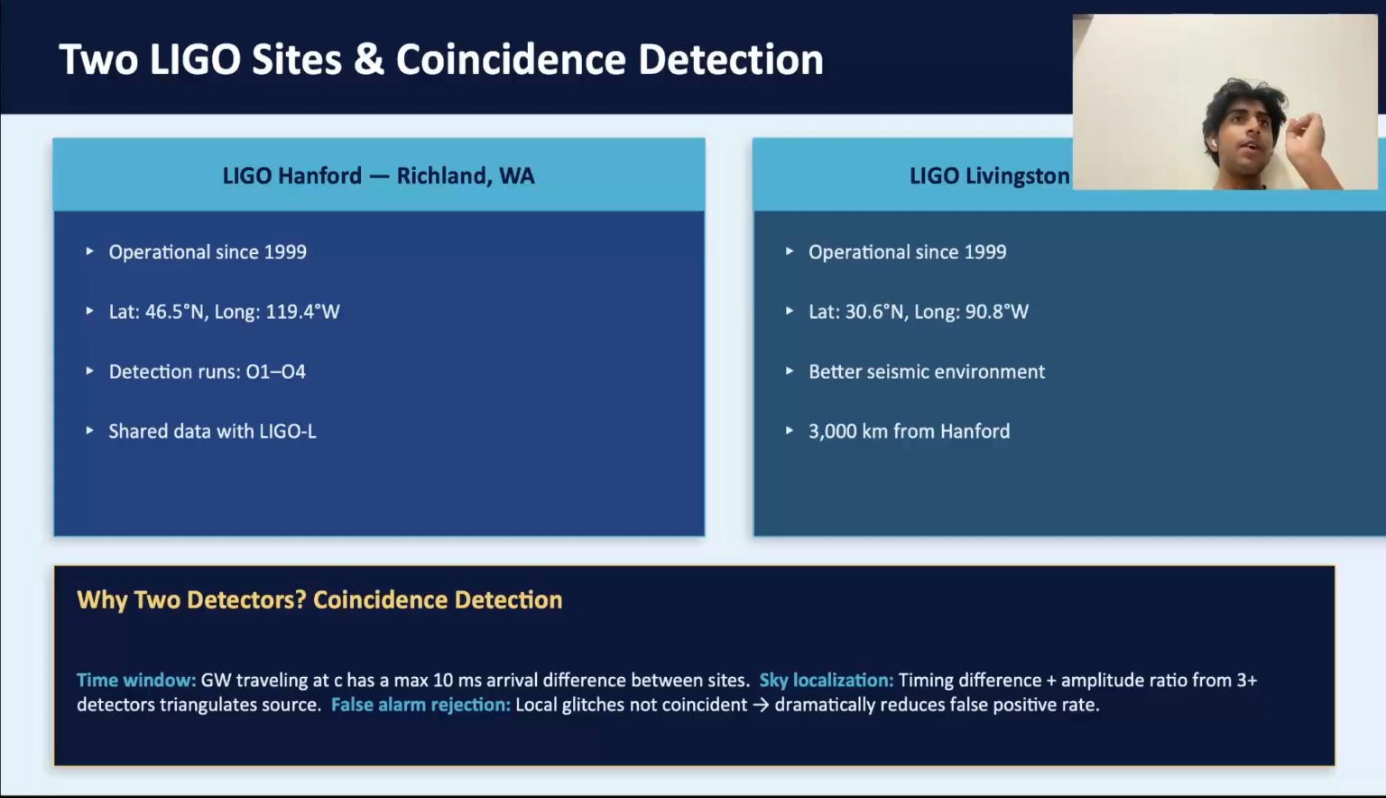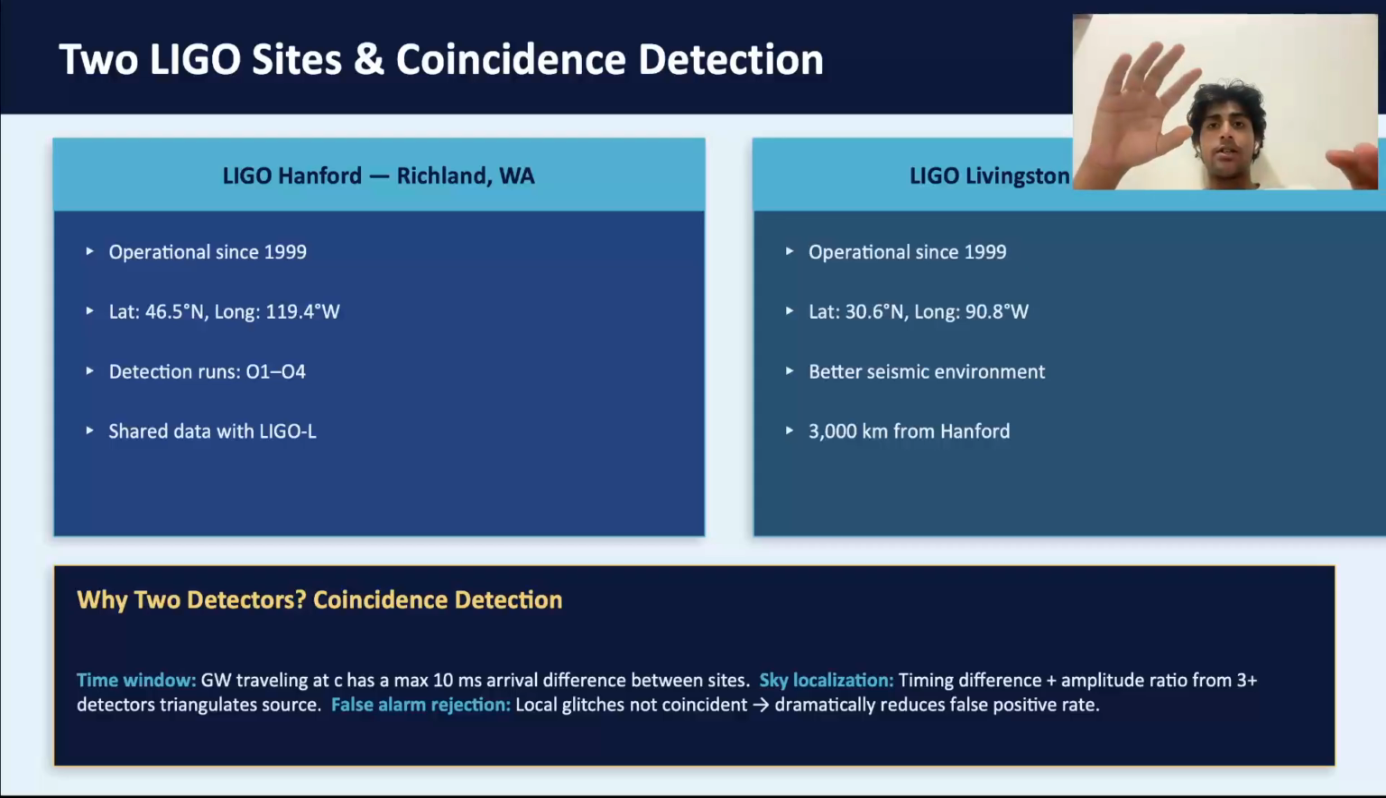For example, everything shakes a mirror. Trucks, earthquakes, ocean microseisms hundreds of kilometers away. To a single detector, any large transient looks like a potential signal. And this false alarm is a huge problem for us. Now, the solution is actually coincidence.